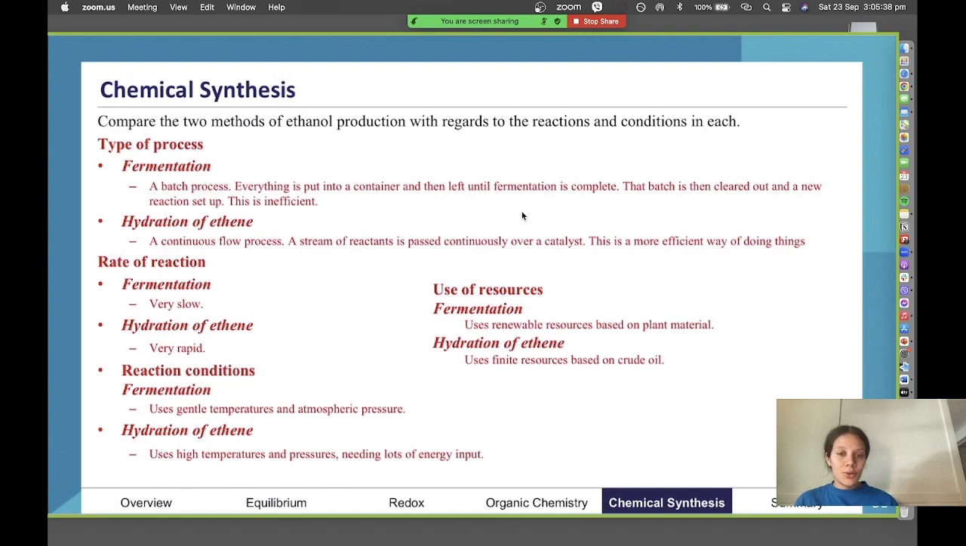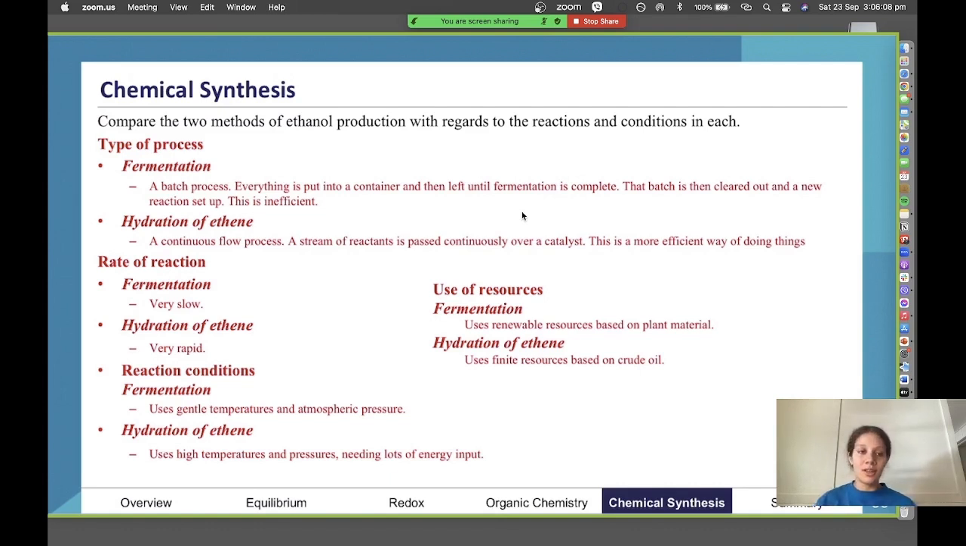So we have two main processes. The first one is fermentation. The second one is hydration of ethene. Fermentation is basically a batch process. What you do is you take your organic matter and leave it in a container until fermentation is complete. It's fairly inefficient though. Hydration of ethene is where we take ethene, hydrate it with water, and that turns it into our ethanol.